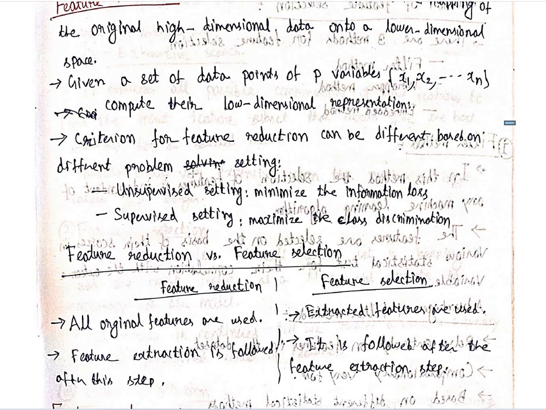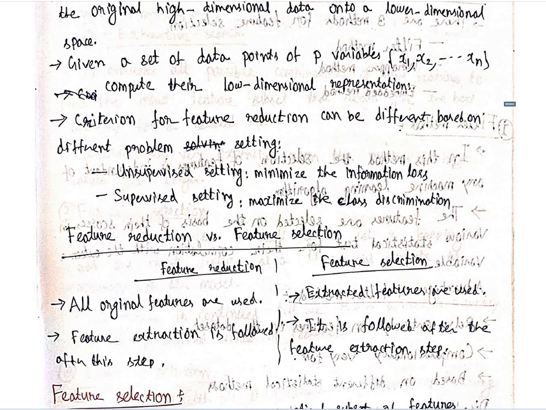So the criterion for feature reduction can be based on the problem in hand. If it is an unsupervised setting, we don't have the label, so the aim is to minimize the information loss. If it is a supervised setting, maximizing the class discrimination is the aim.